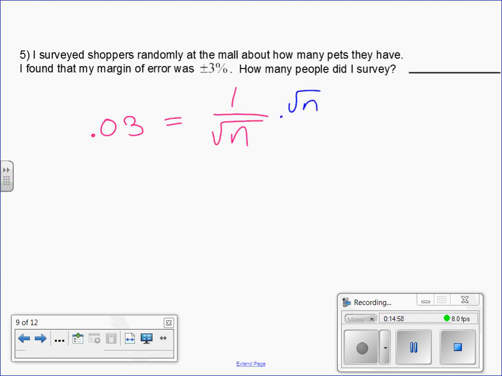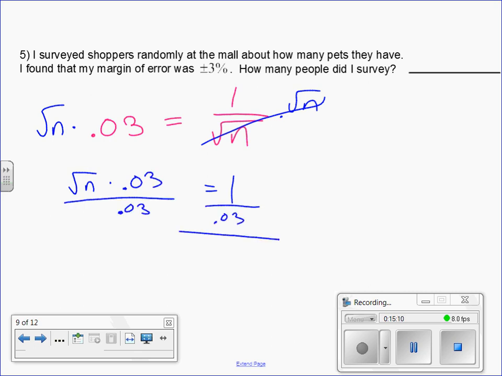We times both sides by the square root of n. So that cancels, and it gets it out of the denominator. Very important to get it out of the denominator. Then divide by 0.03, correct? Good, he remembers that. Step 2, divide both sides by 0.03.